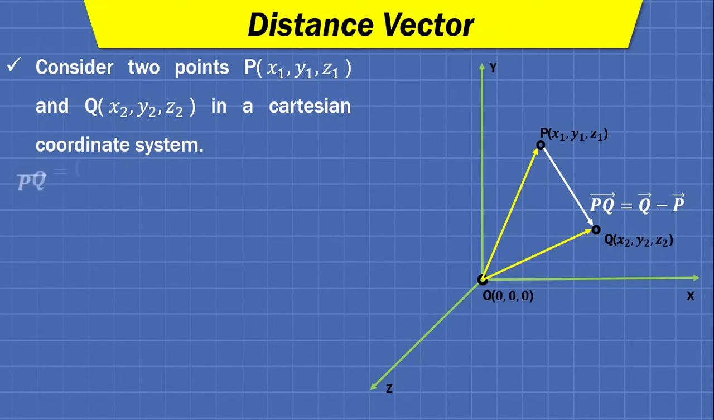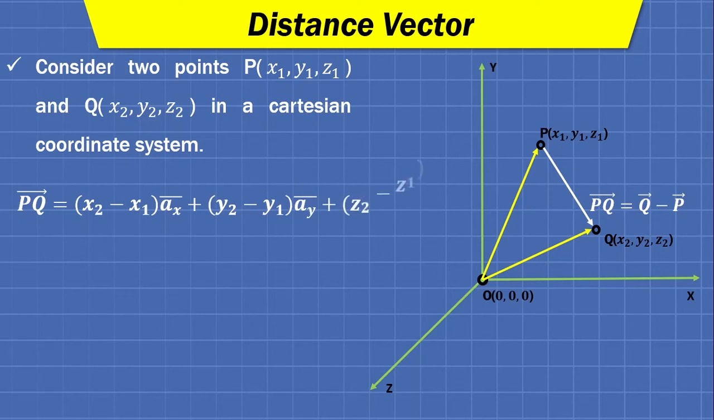So PQ bar can be represented as the subtraction of the x, y and z coordinates of the two points in the directions of x, y and z respectively: (x2 minus x1) a_x bar plus (y2 minus y1) a_y bar plus (z2 minus z1) a_z bar. Here it is very important to show the direction, because if I want to show the distance vector QP bar, its magnitude will be the same, but the direction will be opposite.